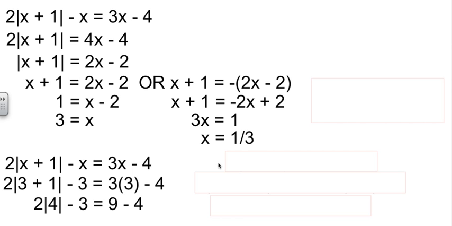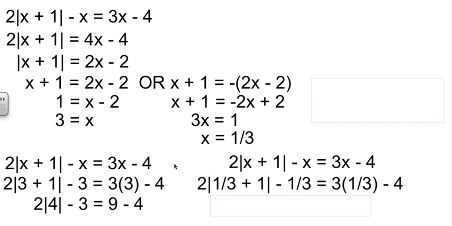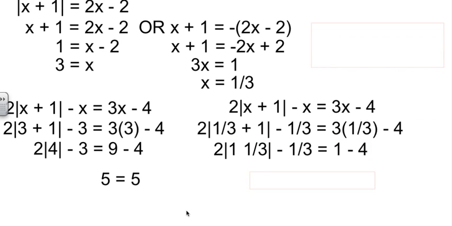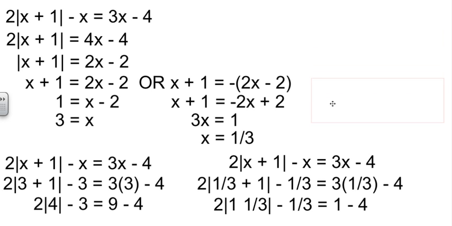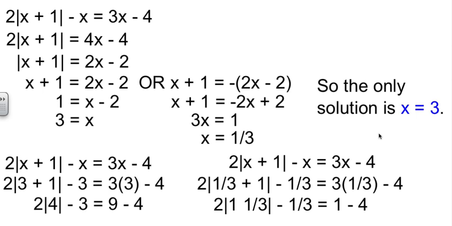Okay. What about in the other case? Let's plug in our 1/3 and see what happens. Well, we plugged in our 1/3, so we have 2 times 1 1/3. The absolute value of 1 1/3 is 2 2/3 minus 1/3 is equal to -3. No, it's not. 2 2/3 minus 1/3 is 2 1/3, not -3. So this answer is false. And since one of the answers is false, we throw that one out, we're left with just x equals 3 as the correct answer.